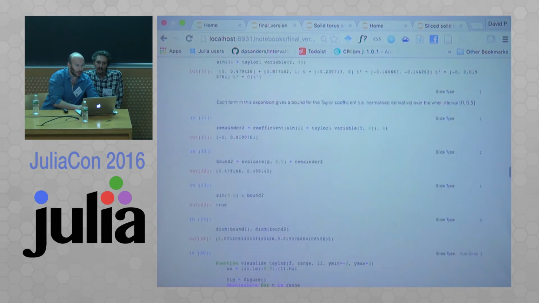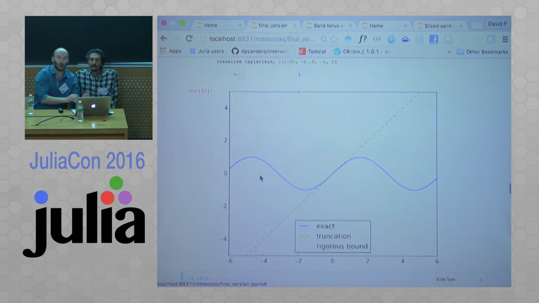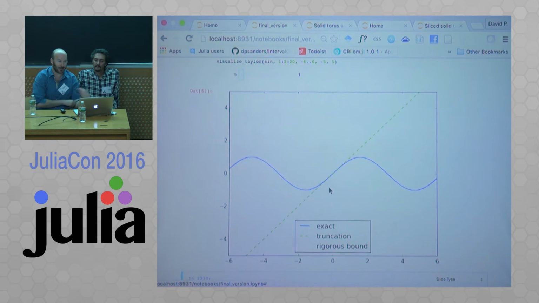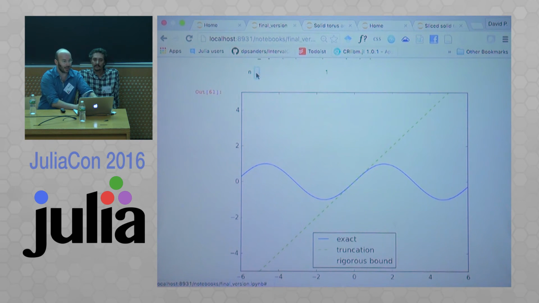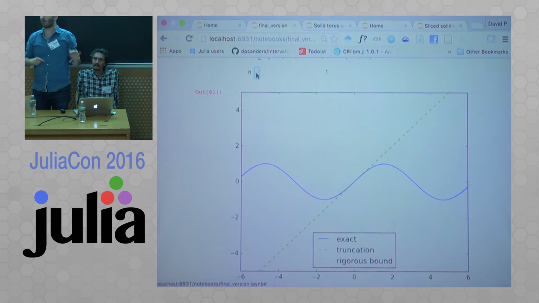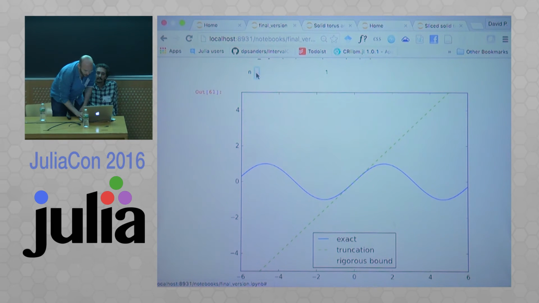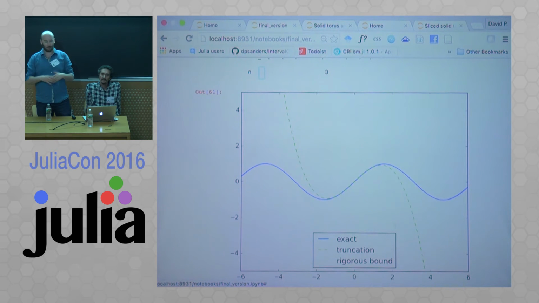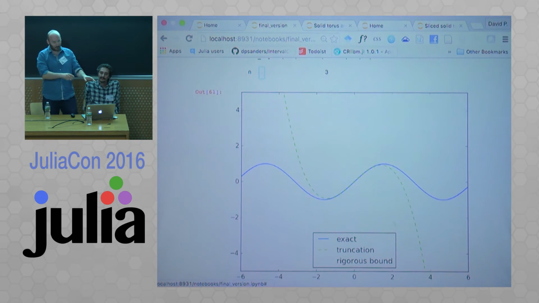Yeah, here we go. So here's sine. The blue curve is sine of x. The green curve is the Taylor expansion to order n, where n is in this slider. And the pink is this rigorous bound that we're getting from this expansion using intervals. And as we increase n, you may have seen this kind of Manipulate from Mathematica a long time ago, but this is all Julia now.